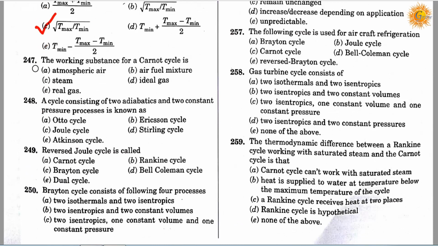Question number 247. The working substance for a Carnot cycle is: option A, atmospheric air; option B, air-fuel mixture; option C, steam; option D, an ideal gas; option E, a real gas. So the correct answer is D. Working substance for a Carnot cycle is an ideal gas.